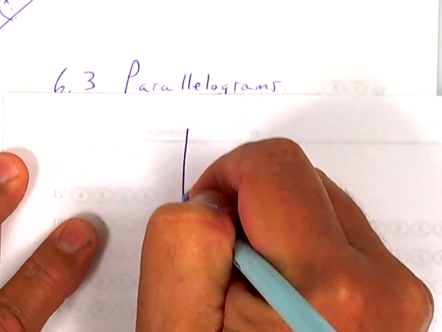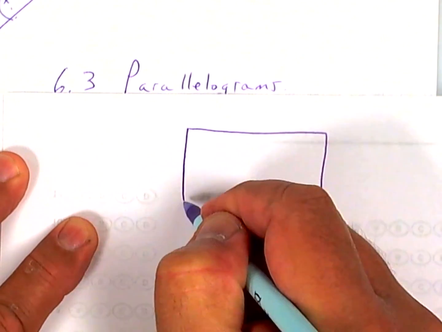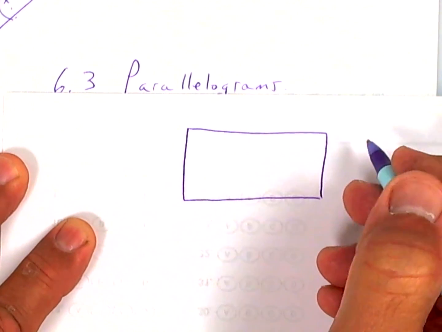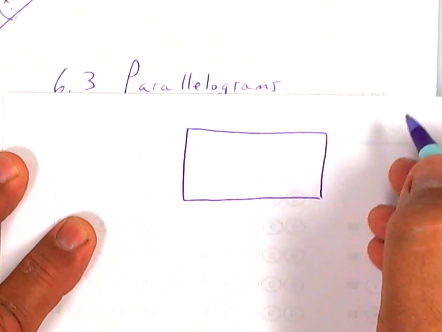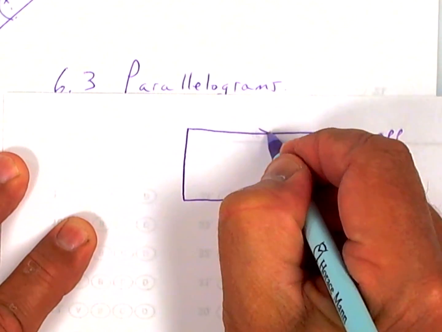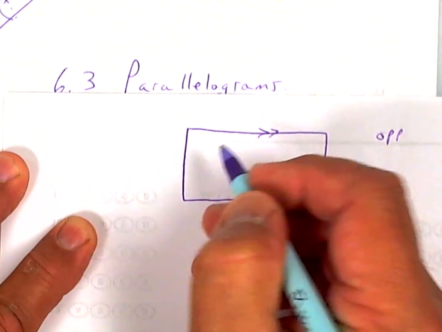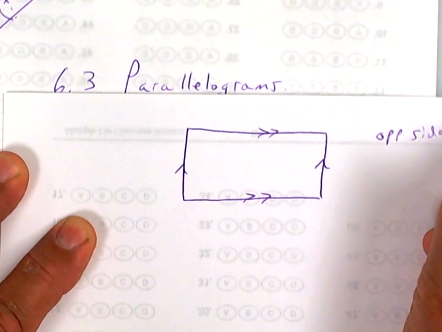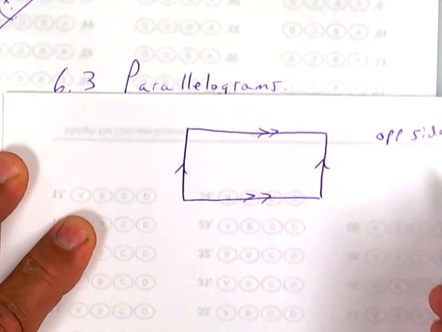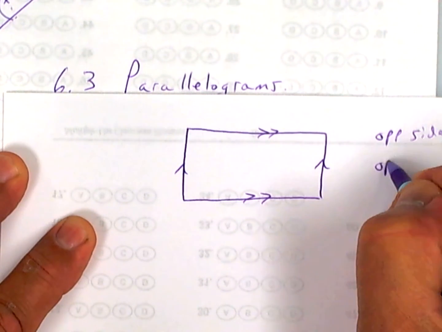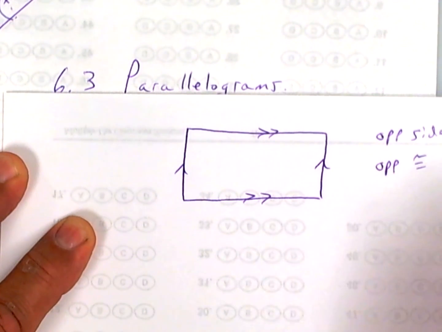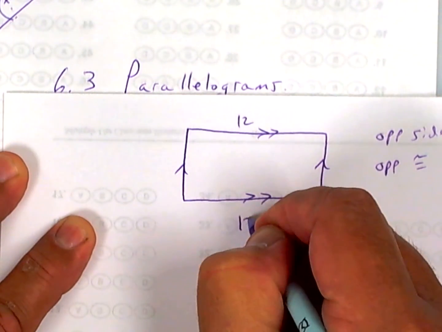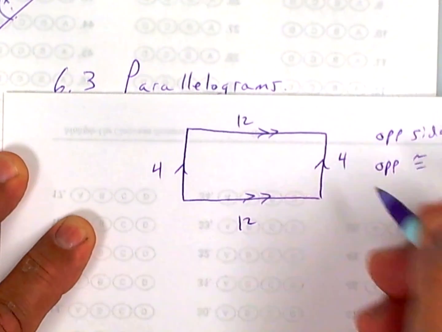A rectangle is a parallelogram. And you might say, why? Well, it has all the properties. Number 1, opposite sides are parallel. So those sides are parallel. Draw that diagram. Opposite sides are congruent. So we're going to say 12, 12, 4, and 4.